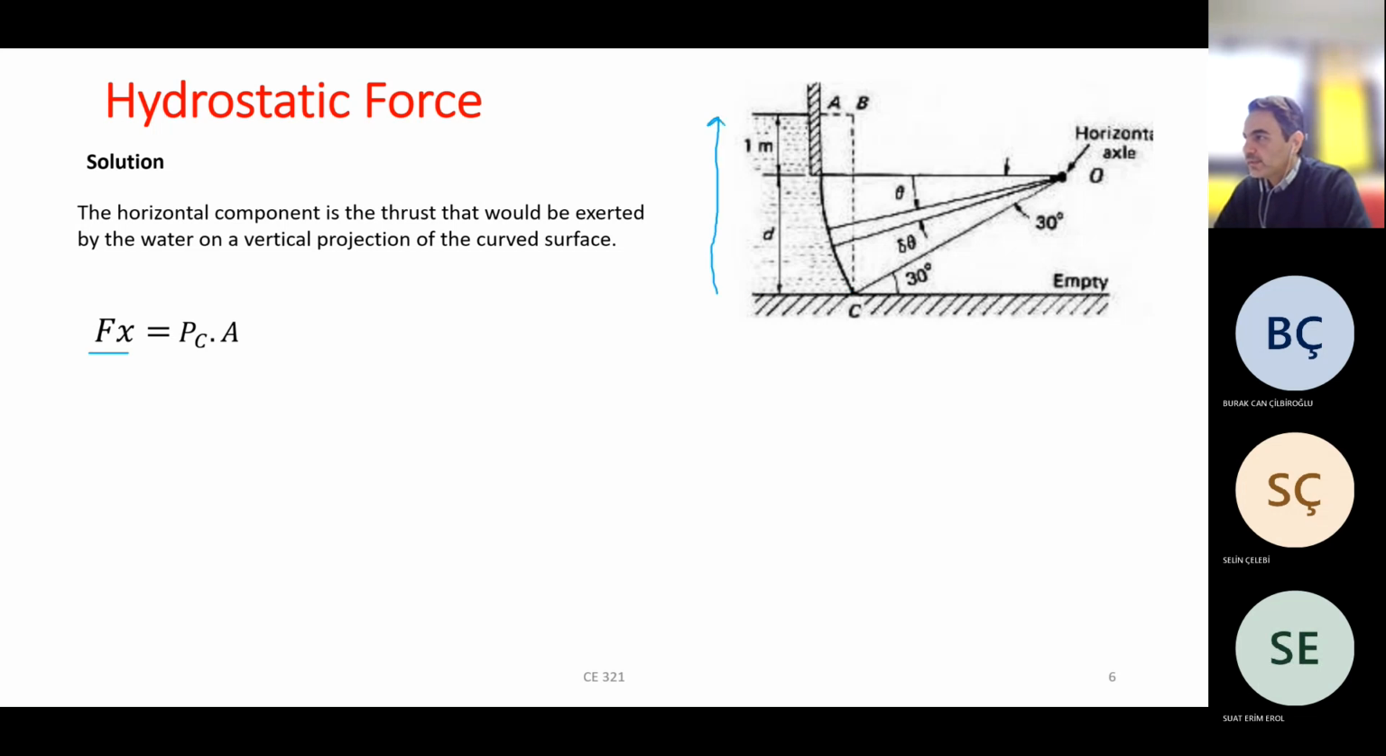This is my y-axis. Projection means, for example, this line. This is the projection. Assume this is a vertical line. And here I have a linear distribution of pressure. Sorry, not starting from 0, because I have water above this line. And I should correct what I drew here. Let's draw it again.